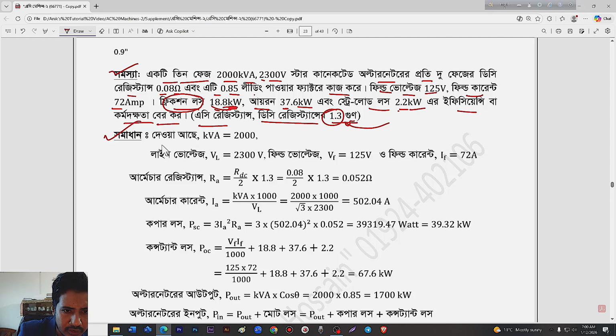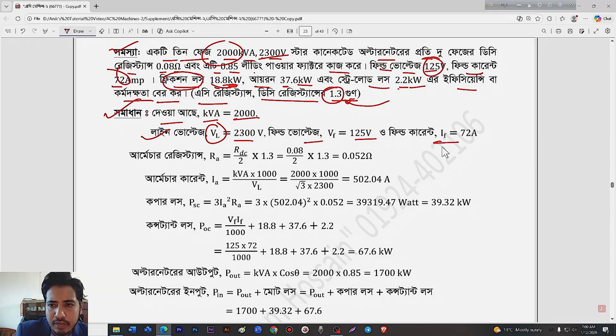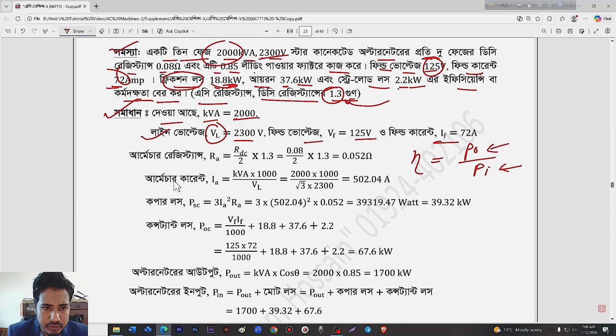So let's start. Given here kVA 2000, and line voltage VL equals 2300 volt, and field voltage 125 volt, and field current IF equals 72 amps. This is very simple to understand, and we have to find out the efficiency. Efficiency means eta equals output divided by input. Here we will find out the output and input using the formula, which is very simple.